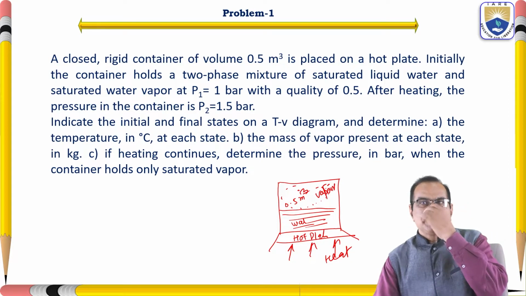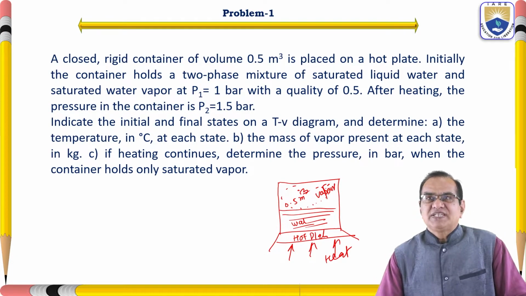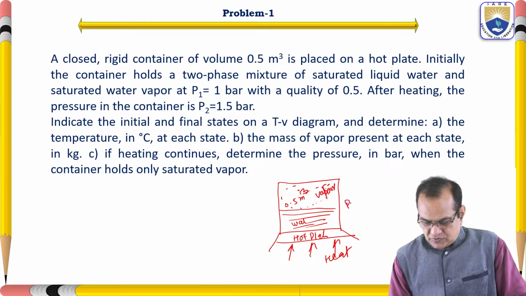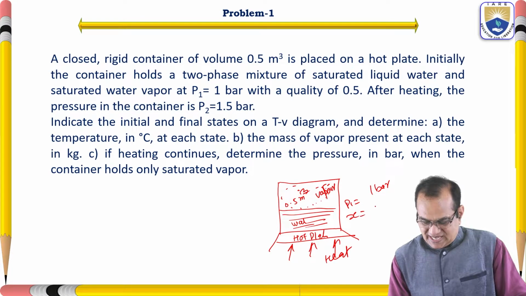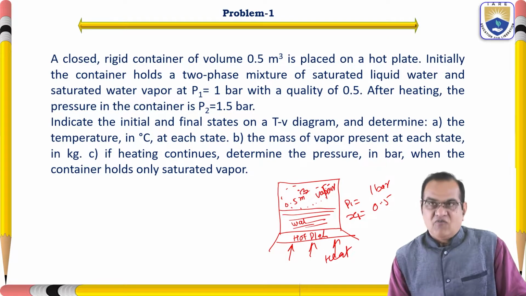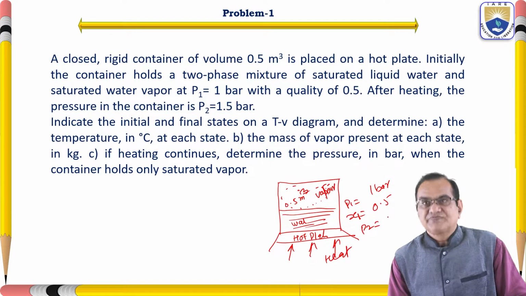So water and vapor mixtures are there, at pressure P1 equal to 1 bar, and quality X initial is 0.5. So X in the initial condition is 0.5. If we give heat, the pressure in the container P2 becomes 1.5 bar.